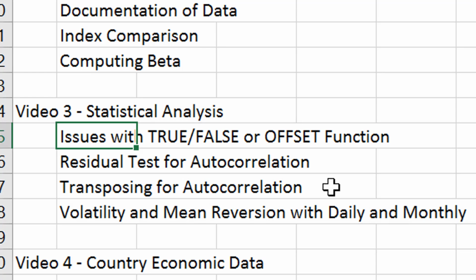True false is much easier. Offset, I always think creating a dynamic range name for the offset is a pain, but once you do it, it's nice. And then we're going to show you how you test for autocorrelation. I've got to step back.